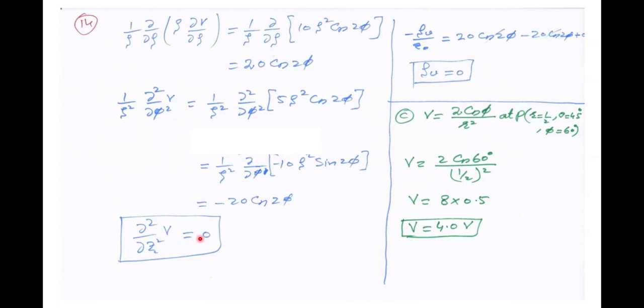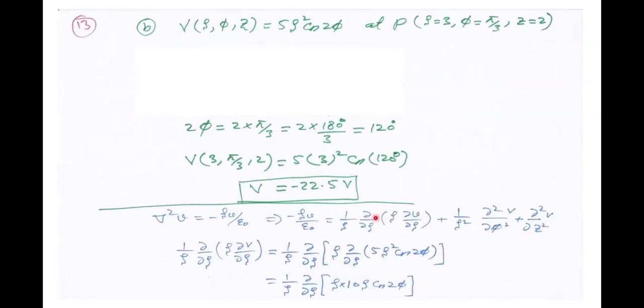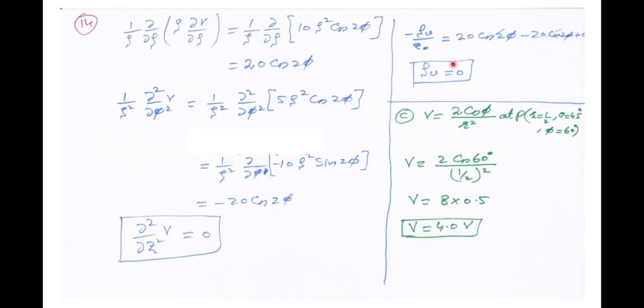So plug in the values of partial square by partial z square, partial square by partial phi square, and 1 upon rho, partial by partial rho times rho, times partial V by partial rho in this Poisson equation, and then simplify. We get 0 value of volume charge density.